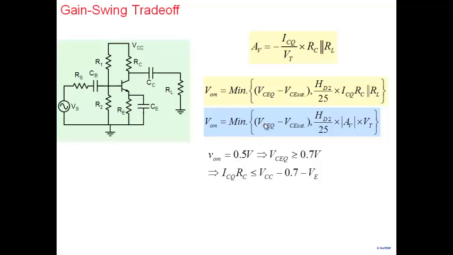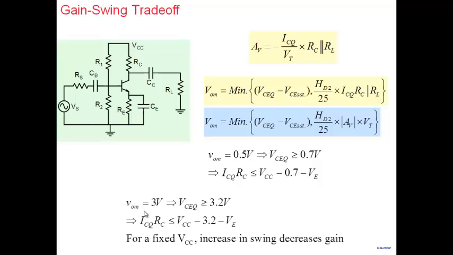Then we know from the first term, VCQ has to be greater than 0.7. And then we know that ICQ RC must be less than VCC minus 0.7 minus VE, by Kirchhoff's law from VCC to ground. Right? So we see that ICQ RC is less than VCC minus 0.7 minus VE for a swing of 0.5 volt.